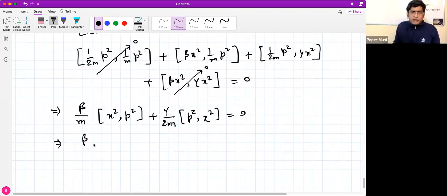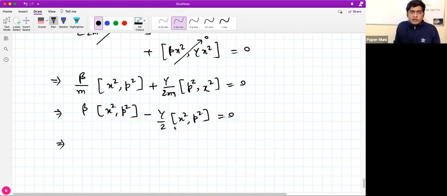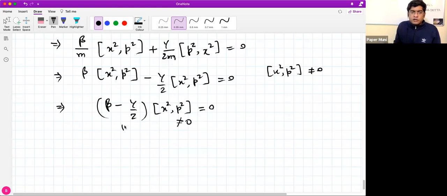Now, if I rearrange this and get rid of the m, what we are left with is, you can write like this: x square p square. Now this is minus, this is gamma by 2. Now this can be written as x square p square. Now from our experience, we have already solved this problem, that x square p square is not equal to 0. So if we take gamma by 2 common, and x square p square is not equal to 0, that means this should be 0. So beta is equal to gamma by 2.